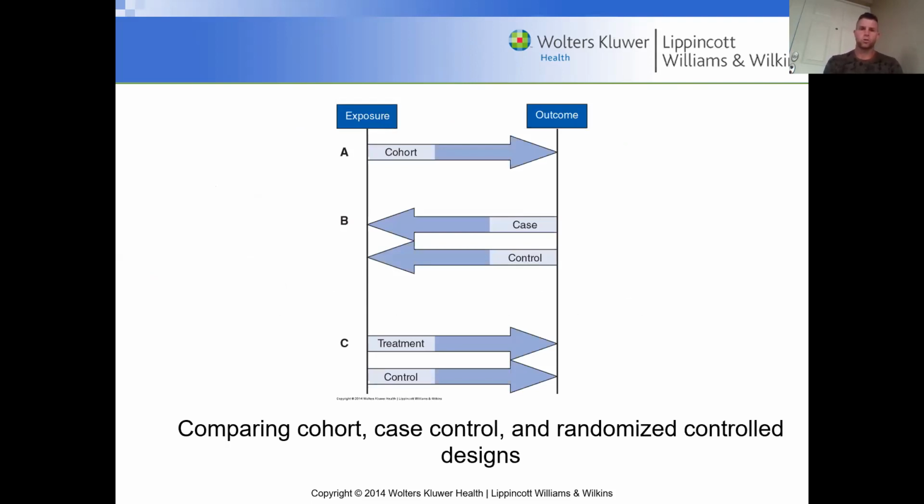So again, this shows you cohort. People that have any type of exposure, we'll follow and see what happens. Case control, we're looking backwards. Treatment control, we're taking them at a certain point in time of when they've been exposed to a disease, whether they have it or not, or their level of exposure. And then again, one group gets a treatment, one group is under control, and we see how that treatment works.